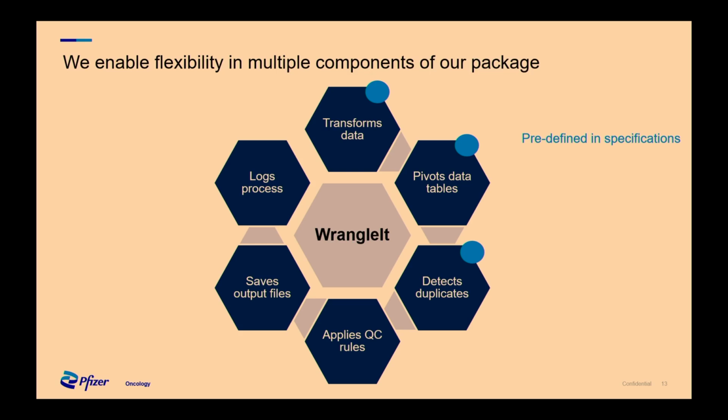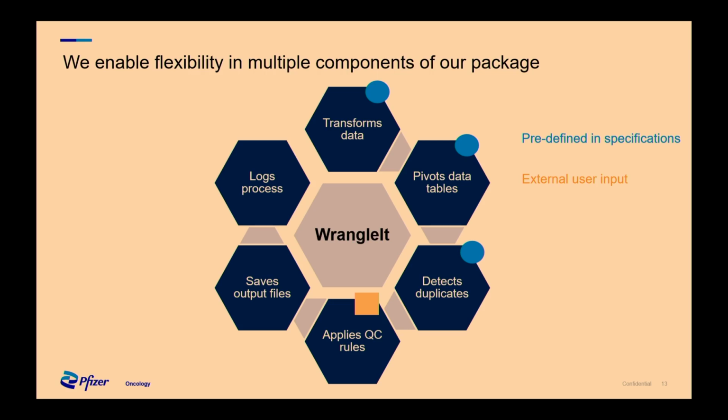And there's a lot of areas in which we enable flexibility in our uniform package. These are the three areas where we're transforming data, pivoting data, and detecting duplicates. We really need to know the specifics of the data sets in order to do those steps. And we have another step in which we're able to take in external user input.